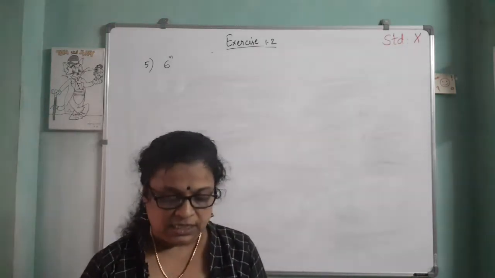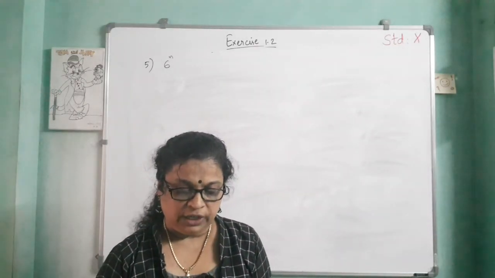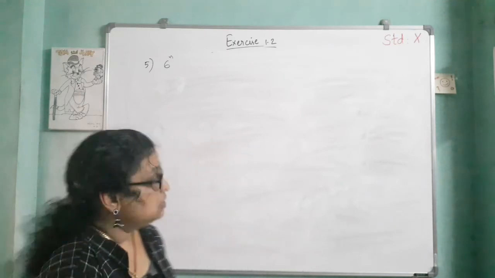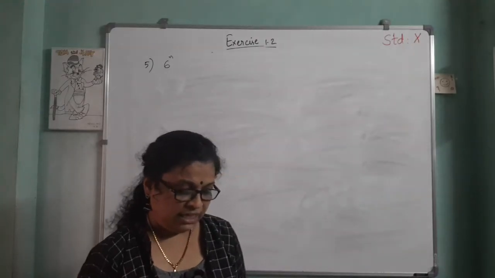So next, the fifth question: check whether 6 raised to n can end with the digit 0 for any natural number n. Check whether it can end with the digit 0.